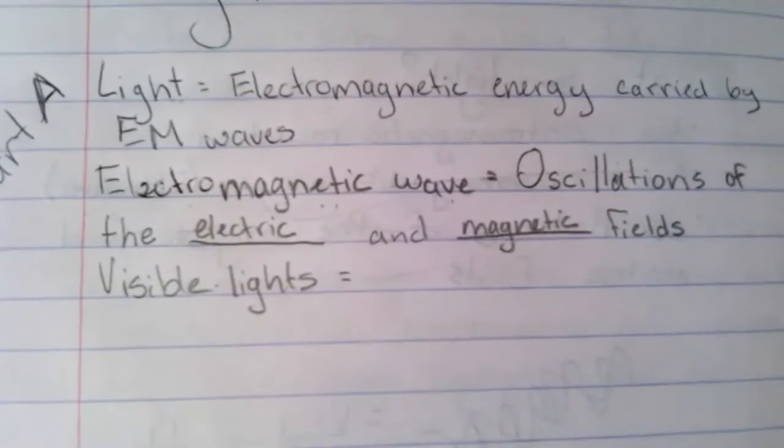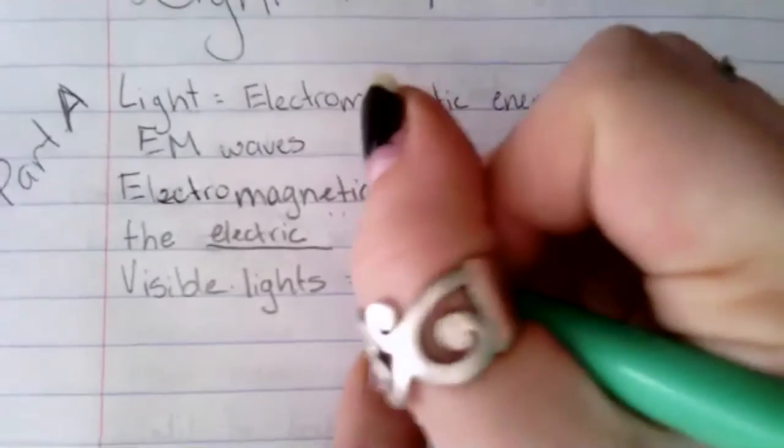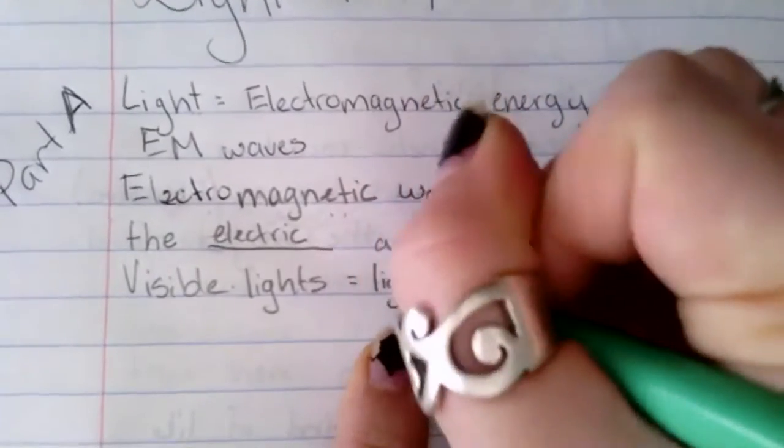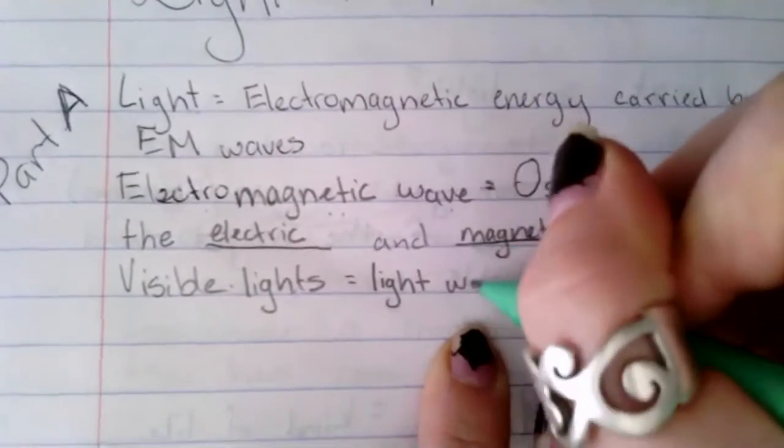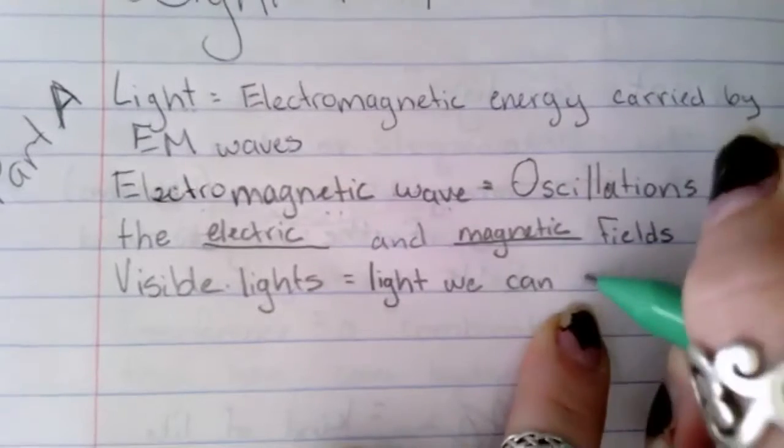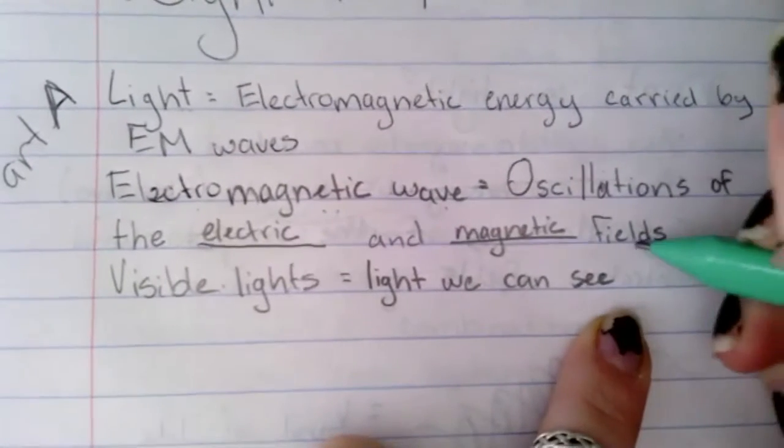In science, we call things exactly what they are. Who thinks they know what visible light is? Skylar? Is it light you can see? Yeah. Very self-explanatory. It's light we can see. Okay?